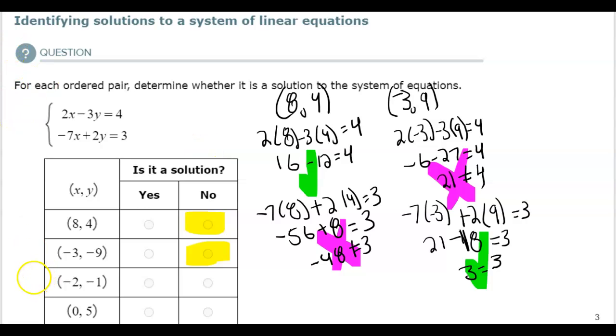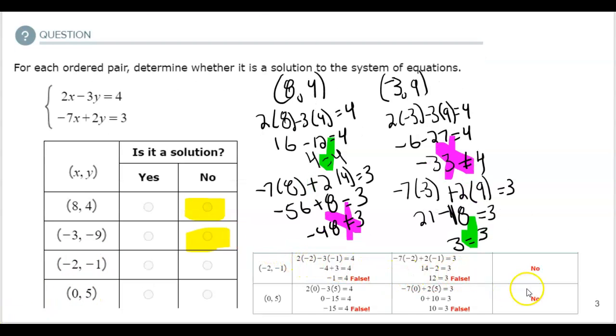Go ahead, pause your screen. I want you guys to try (-2, -1) and (0, 5) on your own. Okay, so this chart at the bottom shows what you should have gotten. You should have gotten no for both of these, so pause this if you need to see the math on how they got no for those two points.